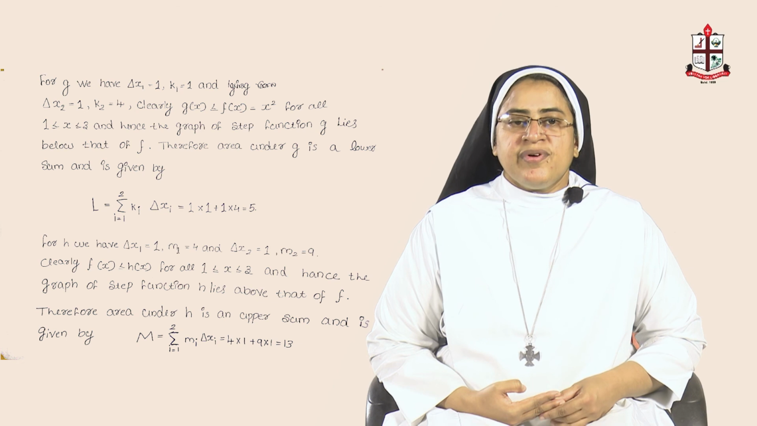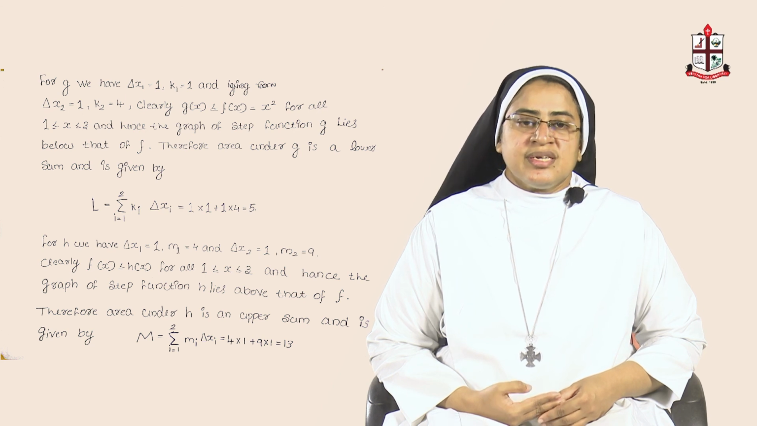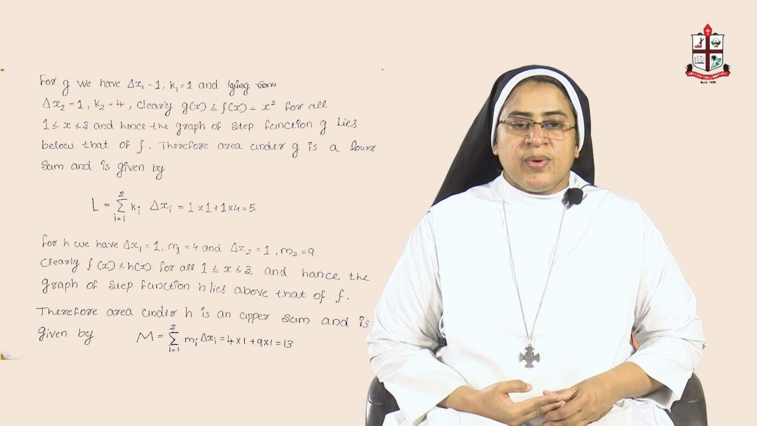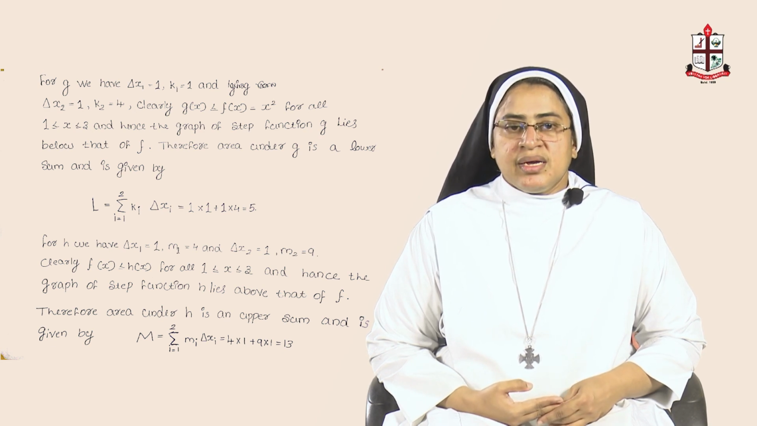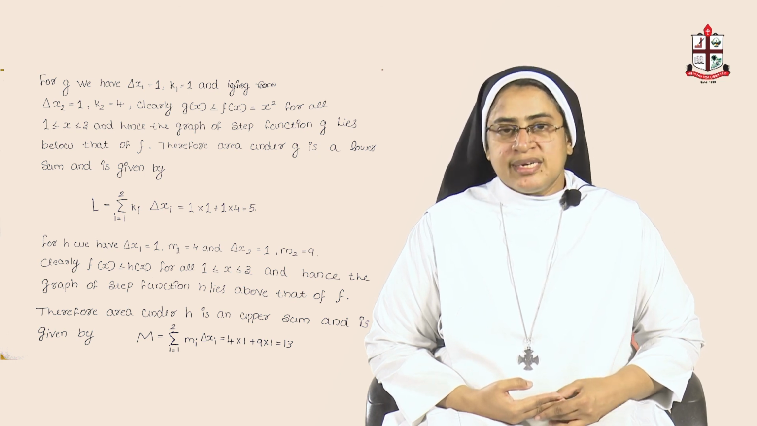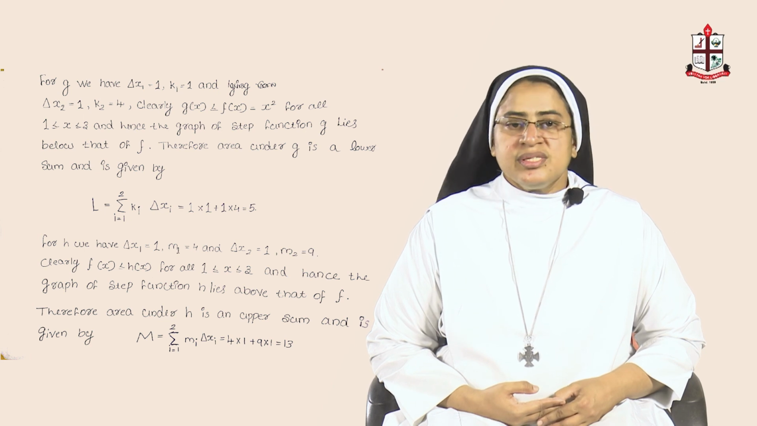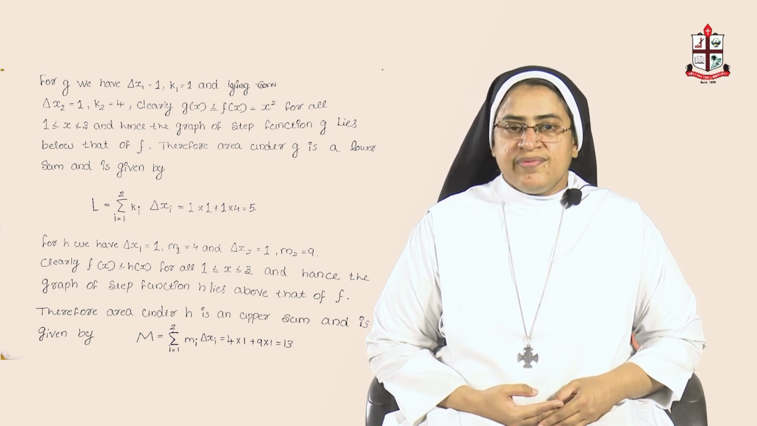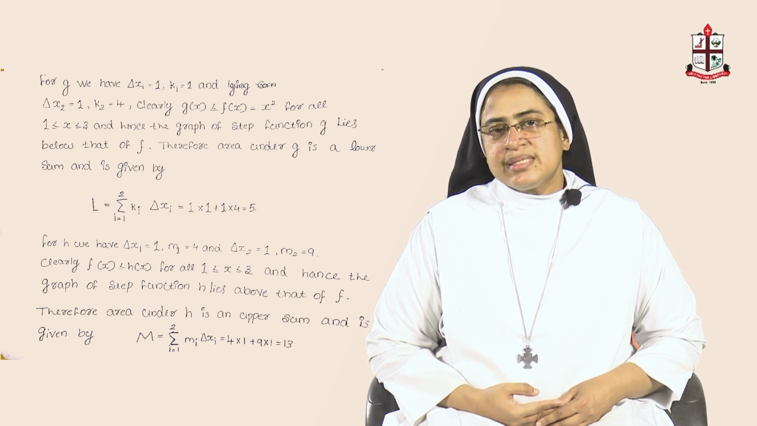It is possible to find the graph of a step function as above. The area under h is an upper sum, given by capital M, equal to sigma i equals 1 to 2, m i delta x i, that is 4 into 1 plus 9 into 1, 4 plus 9 equals 13. So, this is the method to find the area if you are given two different functions: you define the lower sum and upper sum and you find the area.